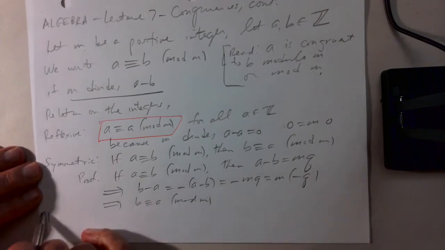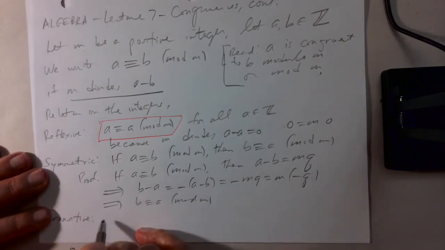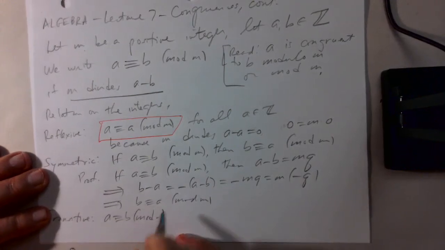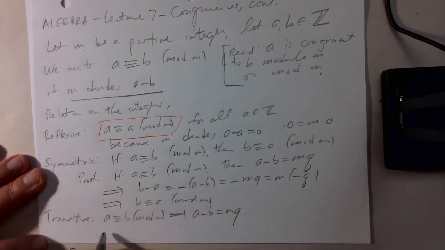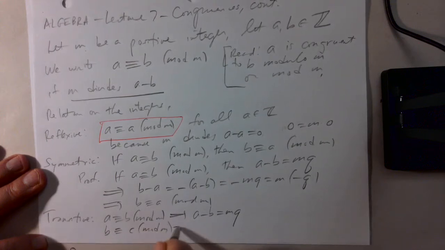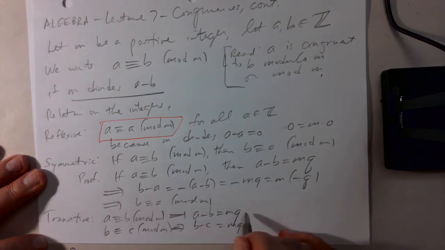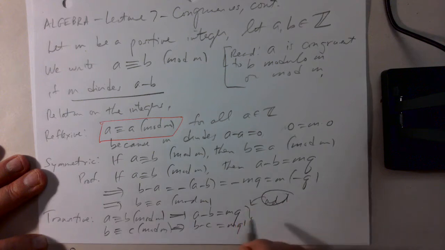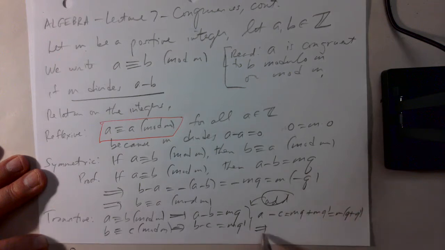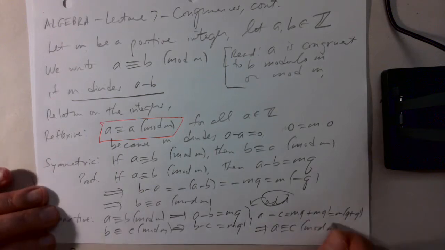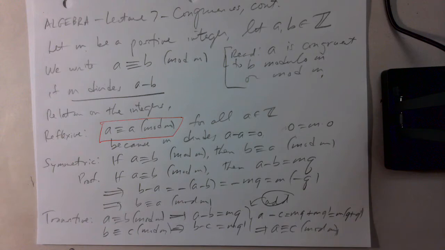And this relation also is transitive. If A is congruent to B mod M, that means A minus B is M times Q for some integer Q. And if B is congruent to C mod M, that implies B minus C is M times Q prime for some integer Q prime. And if we add these equations, the B's cancel. A minus C is MQ plus MQ prime, which is M times Q plus Q prime. So A is congruent to C mod M, because A minus C is a multiple of M. M divides A minus C.